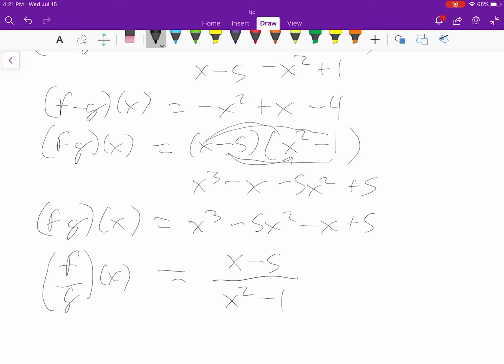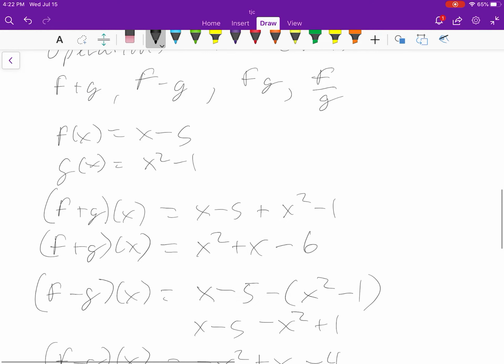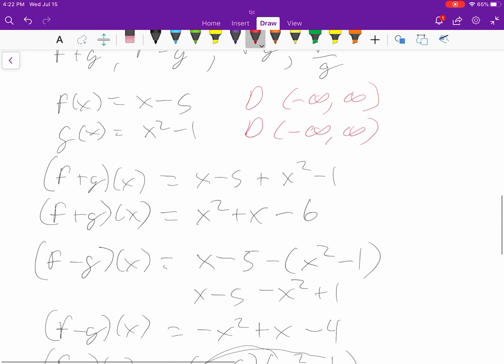Well, let's look. I'm going to look back through these and analyze what the domain of these functions are. First off, what's the domain of f and g? Well, the domain of f, because it's a poly, and if you remember polys, the domain's all real numbers. Well, what's the domain of g? Well, g, because it's also a poly, the domain is all real numbers, all right?